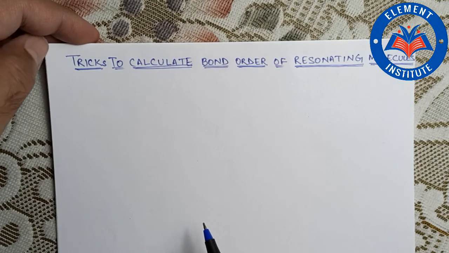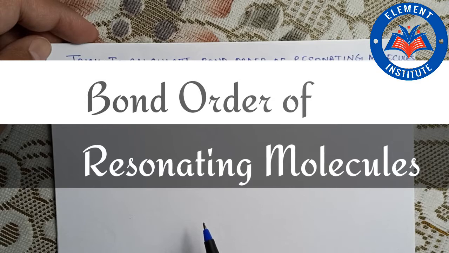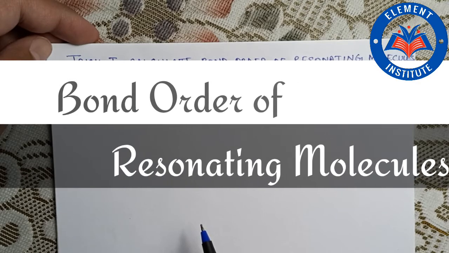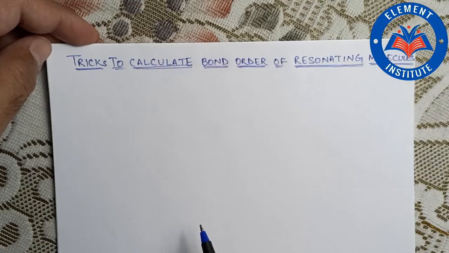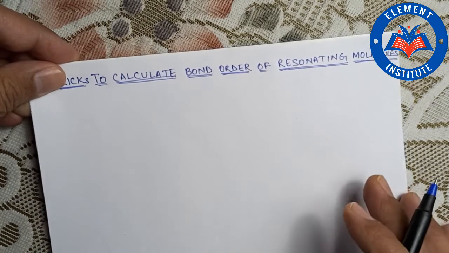In this video, I am going to discuss some shortcut methods or tricks to calculate the bond order for those molecules which are multiatomic and also show the phenomena of resonance. So, it is requested, please watch the video till end. Let us start our session.